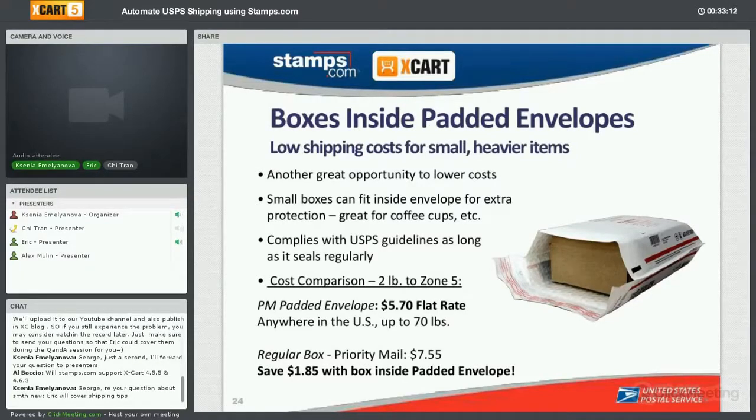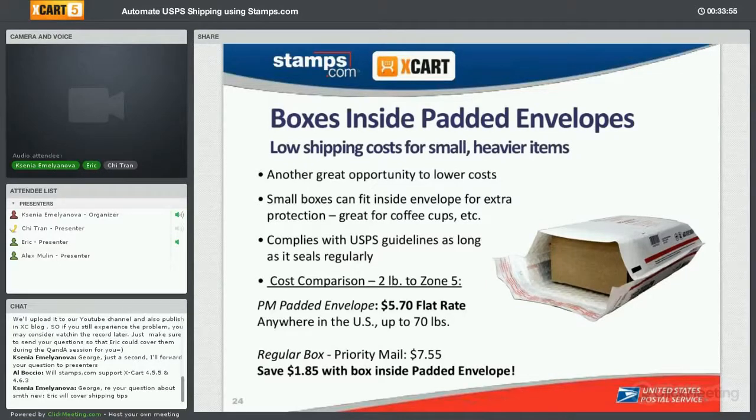Another great tip for smaller items is to use padded flat rate envelopes. Padded flat rate envelopes are a great deal. They can go anywhere in the U.S. for $5.70, and they can hold up to 70 pounds if you can get it in there. But the cool thing, what a lot of people do now is they're putting boxes inside a padded flat rate envelope. This is very common for coffee mugs or other small items that could be fragile. They need a little bit of the durability of a box, but they're not very big. So it gives you the ability to put that item inside that box, stick it in a padded flat rate envelope. The USPS model is if it fits, it ships.